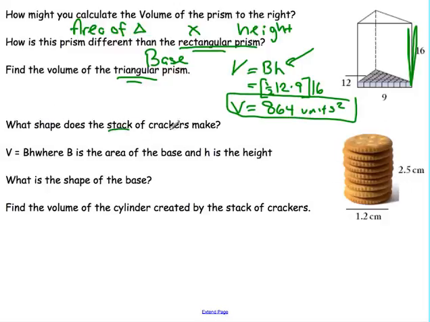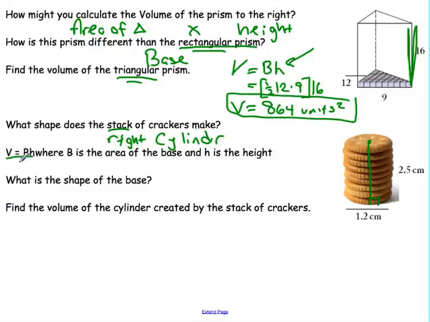Okay. Now this stack here is going to be a little bit different too. What shape does this stack of crackers make? Well, that's going to be some sort of cylinder. And if we want to be more specific, we could probably call it a right cylinder. Probably going to make a right angle, like so, with this altitude. That would make this a right cylinder.